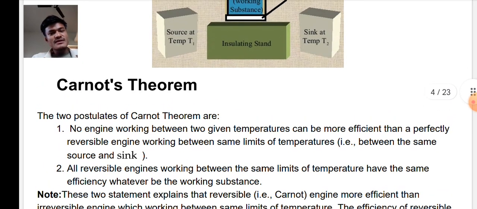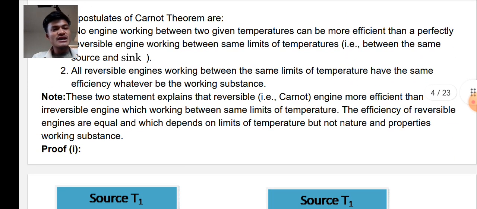Next, Carnot's theorem. The two postulates of Carnot's theorem are: no engine working between two different temperatures can be more efficient than a perfectly reversible engine working between the same limits of temperature, between the same source and sink. All reversible engines working between the same limits of temperature have the same efficiency, whatever be the working substance. Note, these two statements explain that the reversible, that is Carnot, engine is more efficient than an irreversible engine working between the same limits of temperature.